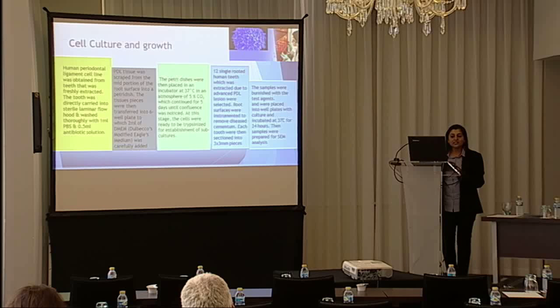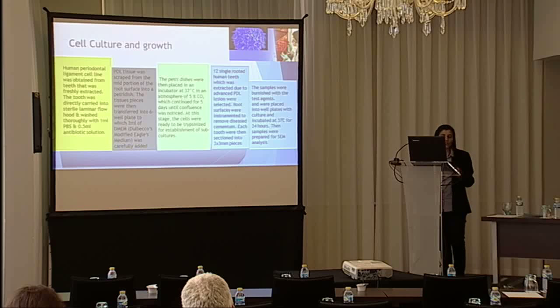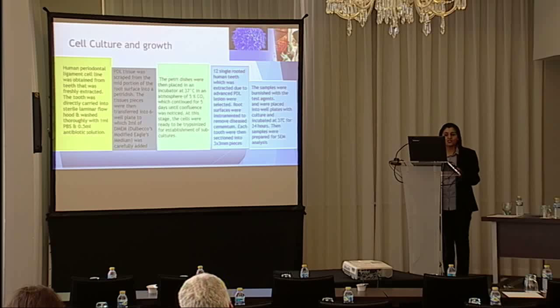The tooth was taken under a sterile laminar flow and washed with phosphate buffer saline and the antibiotic solution. Periodontal ligament tissue was scraped from the mid portion of the root surface, and the tissues were transferred into a 6-well plate, where Dulbecko's modified Eagle medium was carefully added. The petri dishes were then incubated at 37 degrees in an atmosphere of 5% carbon dioxide till confluence was noticed. At this stage, the cells were ready to be trypsinized and subcultured.